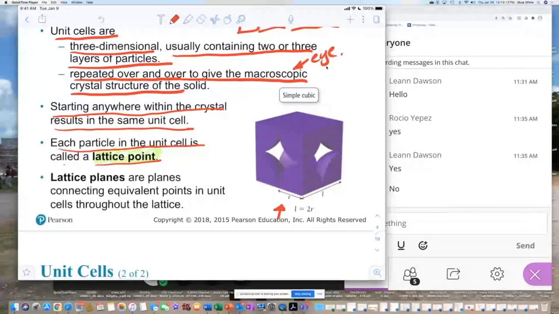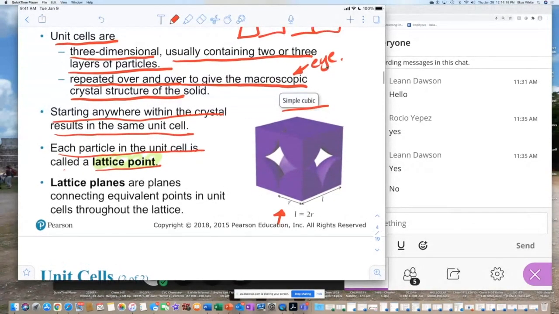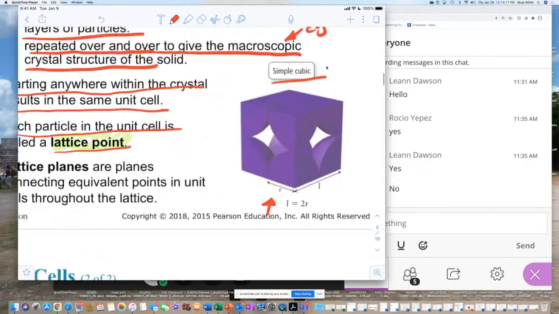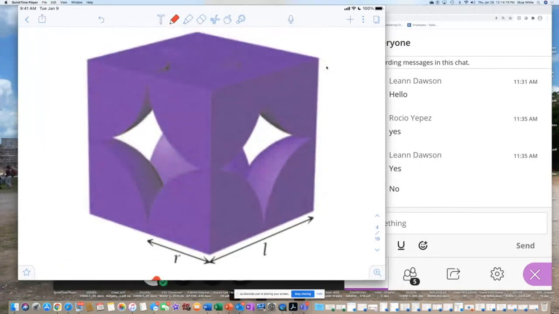I'll start with a simple cubic. With simple cubic here, you can see that it's hard to see the difference. I'll try to map it out based on what I'm seeing here. But we have a cubic cell, so this is a cube. That means from here to here, what do you call this? The width, the height, and the length. These are all the same distance, the same dimension, the same length. So you have all these the same length.